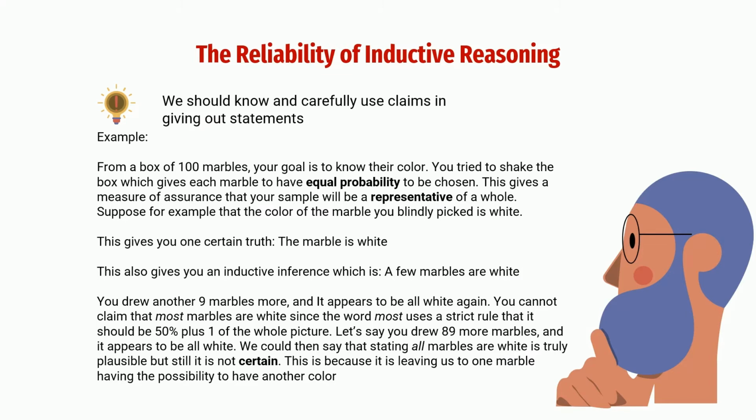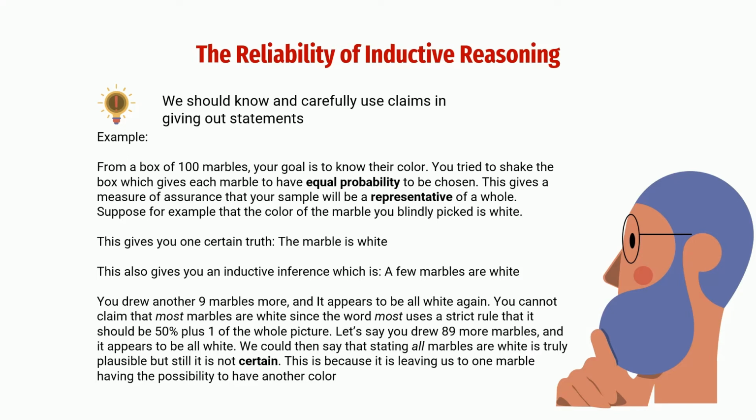Example: from a box of 100 marbles, your goal is to know their color. You shake the box, which gives each marble an equal probability to be chosen. This gives a measure of assurance that your sample will be representative of the whole. Suppose, for example, that the color of the marble you blindly pick is white. This gives you one certain truth: the marble is white. This also gives you an inductive inference, which is that a few marbles are white. You draw 9 more marbles, and it appears to be all white again.